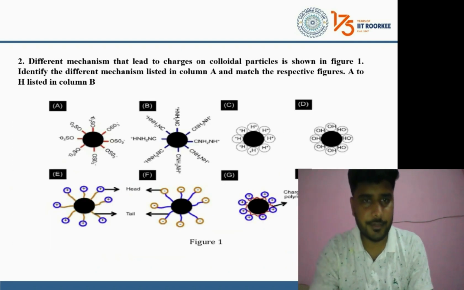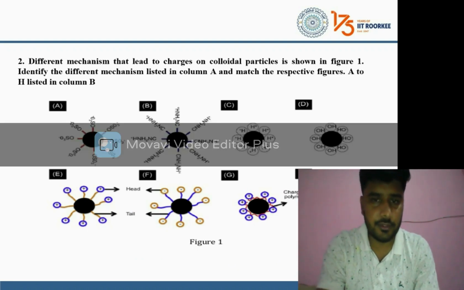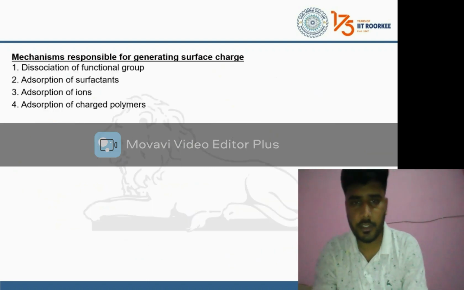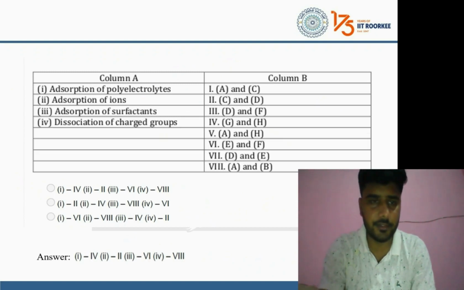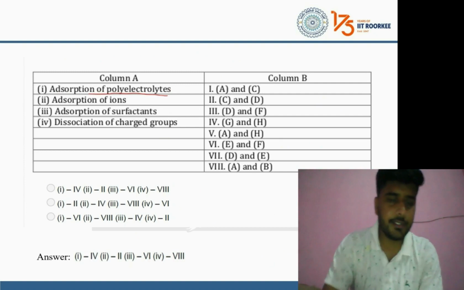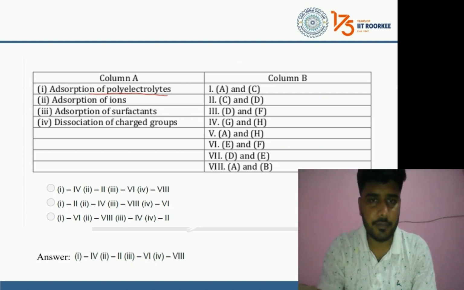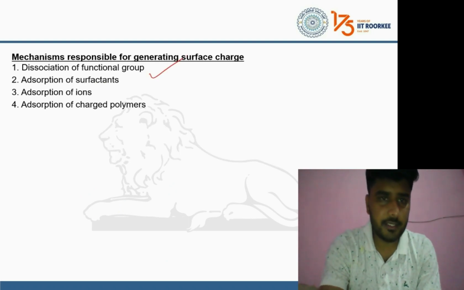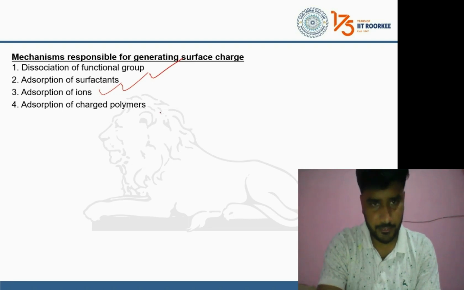The second question has some different mechanisms given here. Based on these mechanisms, you have to select the right options. These are your options. The first is the adsorption of polyelectrolytes. Polyelectrolytes are polymers having positive or negative charge. Before going to the option selection, we have to go through the mechanisms responsible for generating surface charges. The first is the dissociation of functional groups. The second is adsorption: there may be adsorption of surfactants, adsorption of ions, and adsorption of charged polymers.